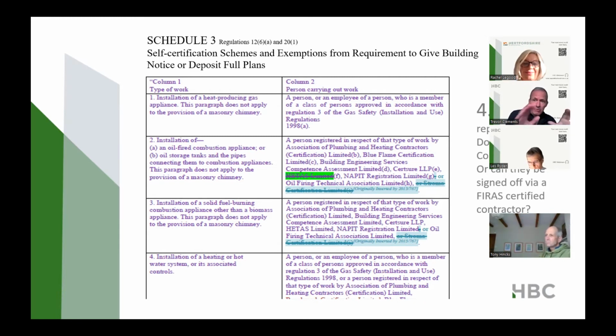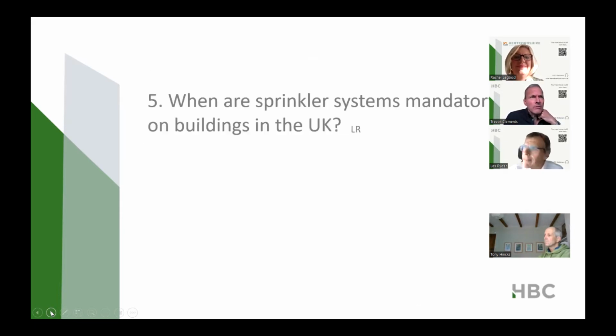If you want to know what is covered in competent person schemes, look at the latest version of Schedule 3 and you'll see all the listed organisations who are government approved. So I think that pretty categorically answers that one, and I can hand back to Les for question 5.